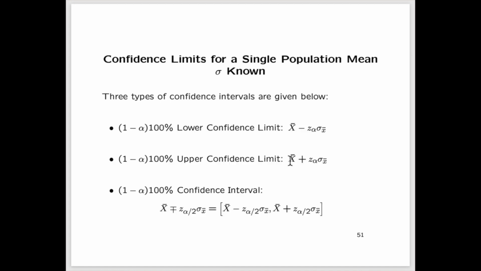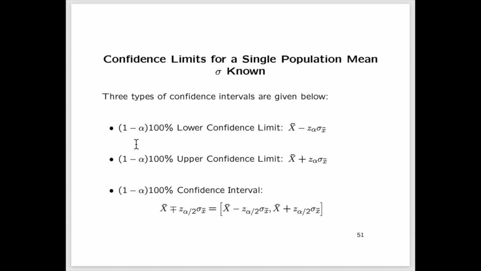Now, we can also calculate a confidence interval for the population mean, and in some cases we would construct a two-sided confidence interval. But there are other situations where, based on the question that we're trying to answer, we may only construct either a lower confidence limit or an upper confidence limit. It just depends on the question we're trying to answer. So let's look at this.